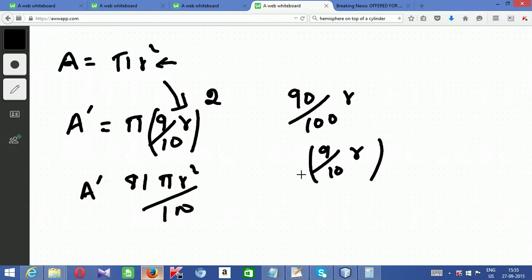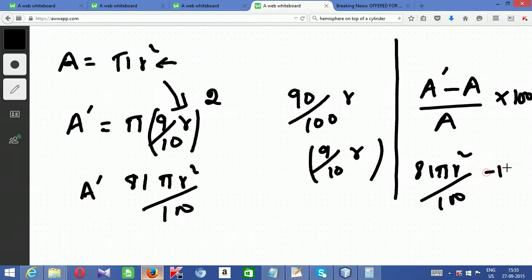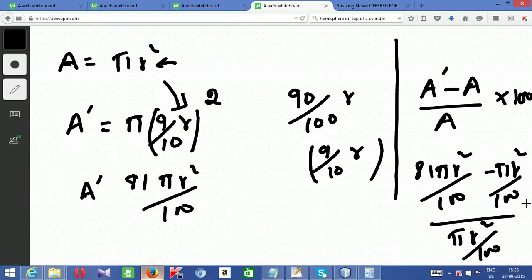To find the percentage decrease, what is the general procedure? What is your new value? A dash minus the old value, divided by the old value you started with, into 100. So A dash is 81 pi r square by 100, minus pi r square, divided by A, which is again pi r square.